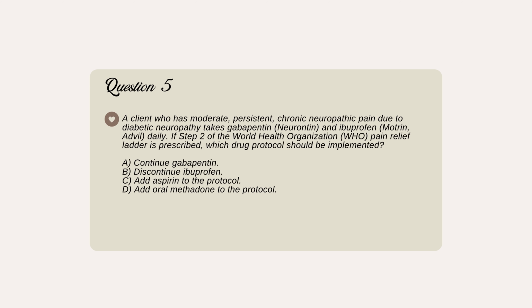A client who has moderate, persistent, chronic neuropathic pain due to diabetic neuropathy takes gabapentin, Neurontin, and ibuprofen, Motrin, Advil, daily. If Step 2 of the World Health Organization, WHO, pain relief ladder is prescribed, which drug protocol should be implemented? A. Continue gabapentin. B. Discontinue ibuprofen. C. Add aspirin to the protocol. D. Add oral methadone to the protocol.